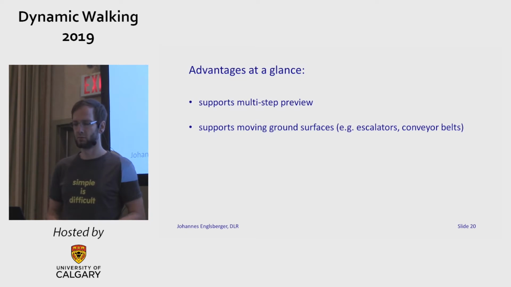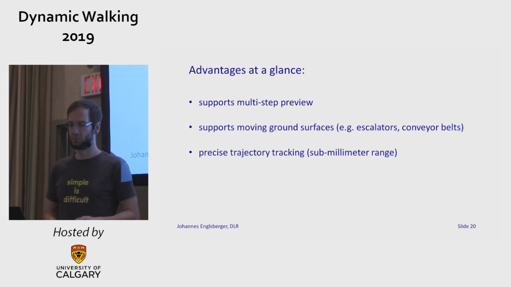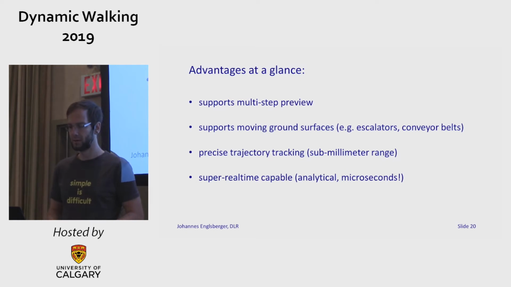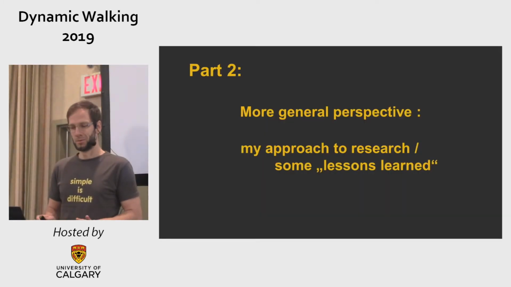They support traversing moving ground surfaces such as escalators and conveyor belts or similar moving matrices. Also, the method allows for precise trajectory tracking in the sub-millimeter range, so it's close to perfect, I would say. And it's super real-time capable because it's analytical and thus computed in microseconds. So this was part one.